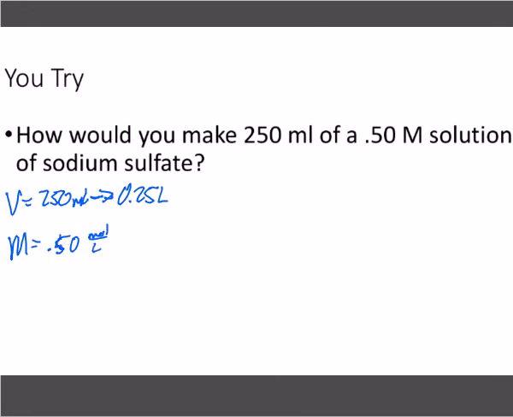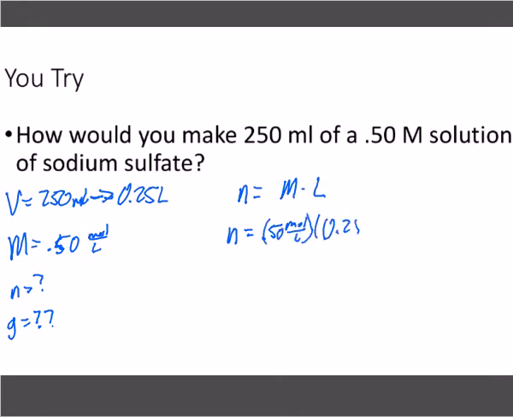So again, how would you make this? We're looking for moles first, but then we're going to need to get grams second. So N equals molarity times liters. So it's going to be 0.50 moles per liter multiplied by the volume of 0.25 liters. Those cancel out. How many moles do we end up with?